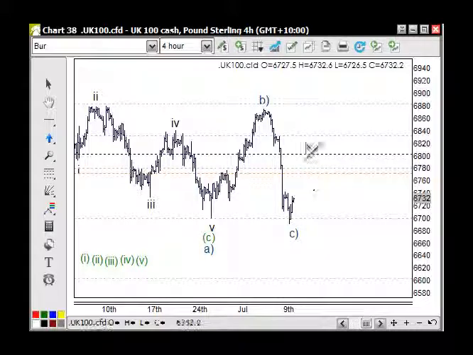The other side to this is that this is 5 waves down here, so we could easily just get a counter trend pulling back into this area and then moving down here as well. So there's a lot of ifs about all of this.